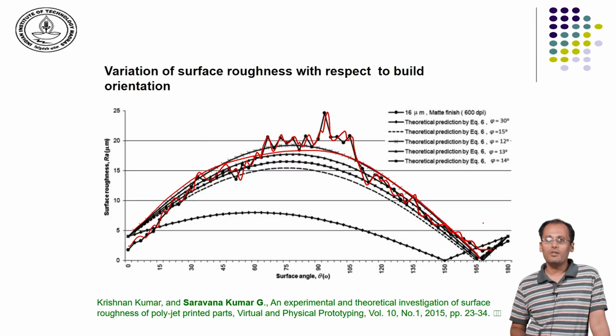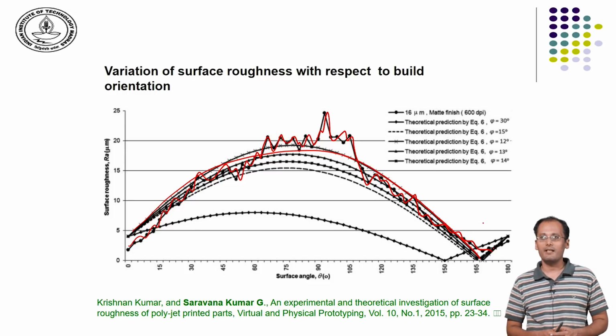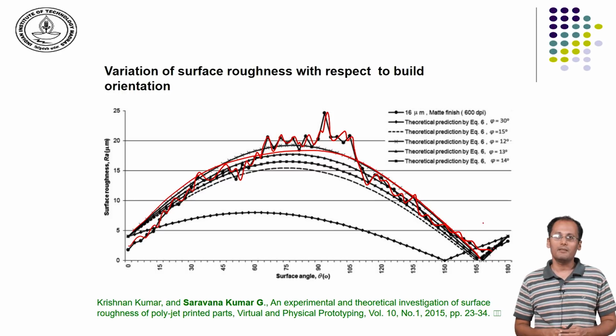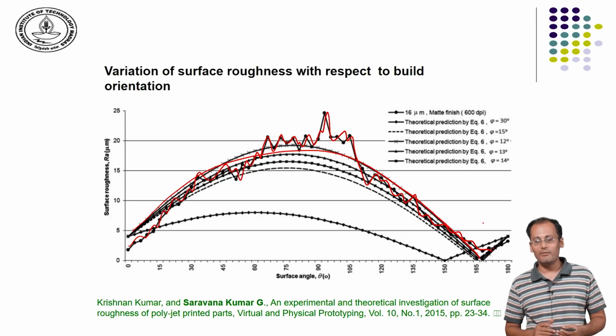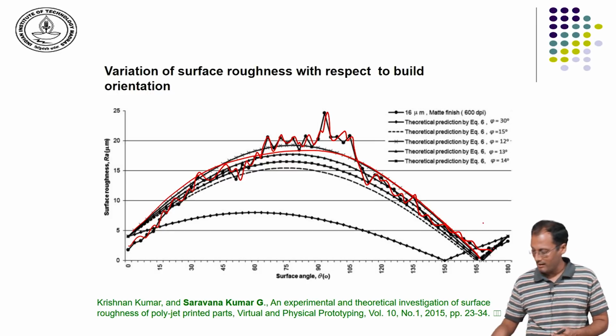and one can use these models to predict the surface roughness and introduce this in optimizing the part build orientation, so as to build the part with sufficient strength or sufficient part quality or with least build time. So, these could be the objectives for which I could optimize once I have these theoretical models or predictive models available.